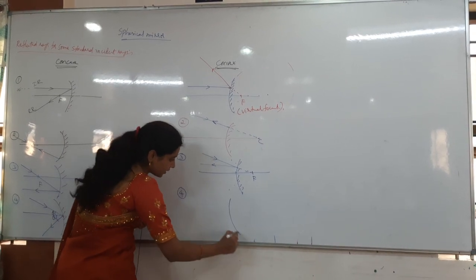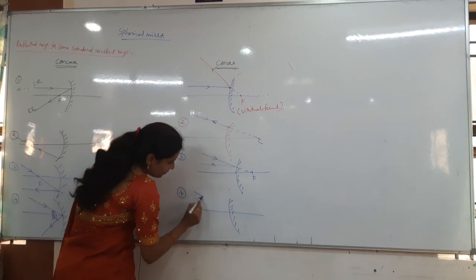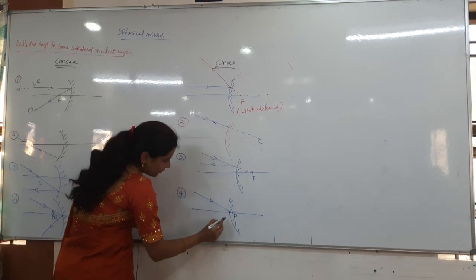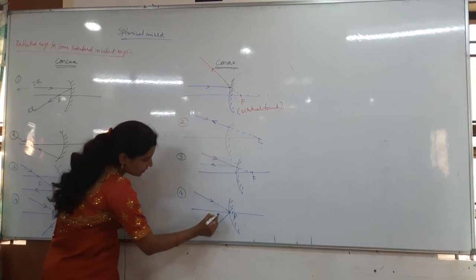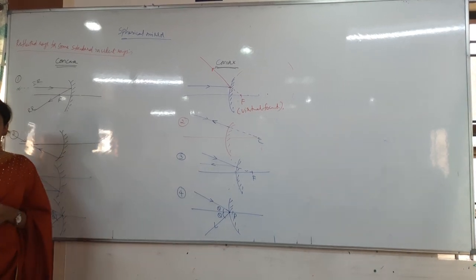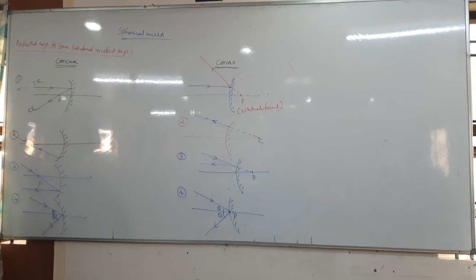Then the fourth one, if I consider again the convex mirror only, the incident ray is passing on the pole. Then what happens? It will reflect back at the same angle, theta. There is no change in this. Clear everything, you understand, right? So the focus of the convex mirror is which type of focus?